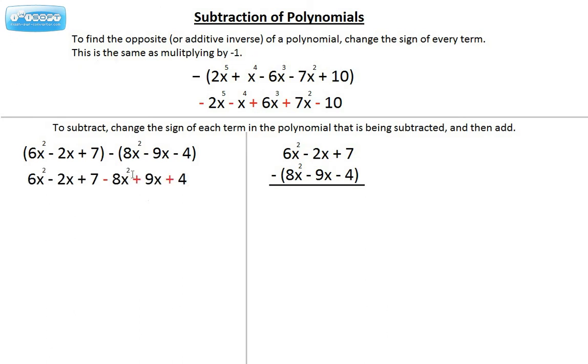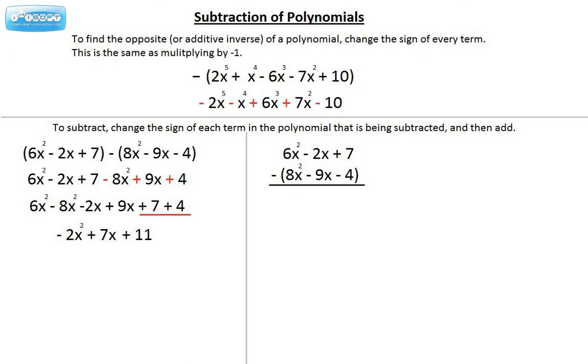In our first subtraction, we've changed the signs of each term in the second parentheses, and now we collect like terms, or add. First, we add our x squares together. When we add these, we get -2x squared. Next, we add our x terms together. Our result is positive 7x. Last, we add our two numbers together and get positive 11.